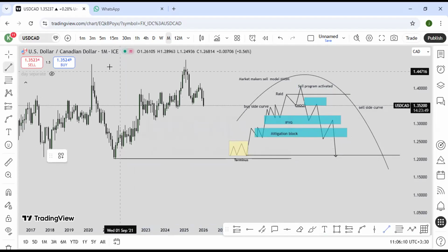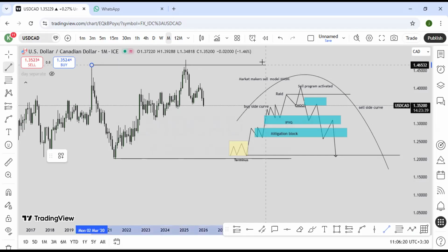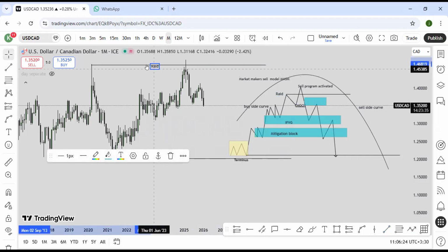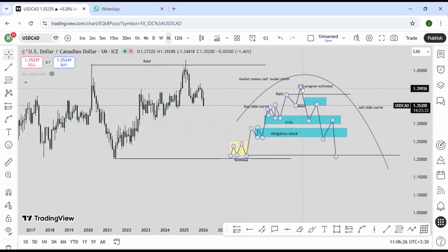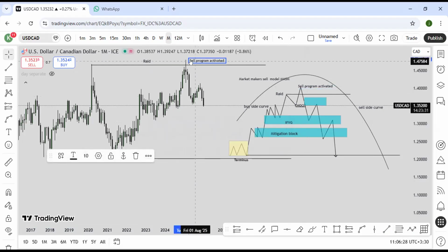So this is where we have a market maker sell model. So where is price coming from? It is here because it swept that high. Are you seeing? Then where is the red? Are you seeing this is the red? Where is the sell program? Are you seeing? This is a sell program.